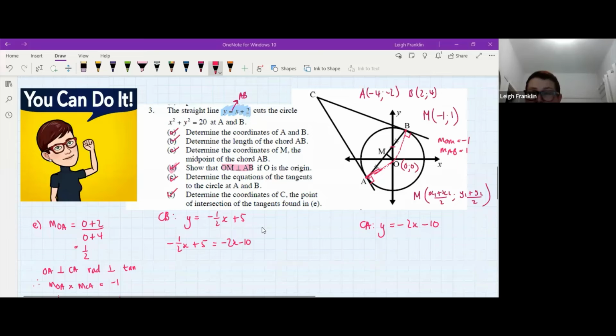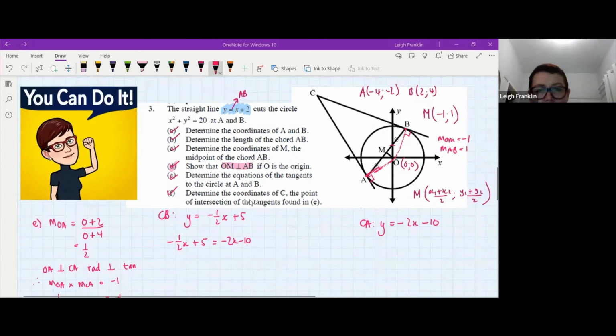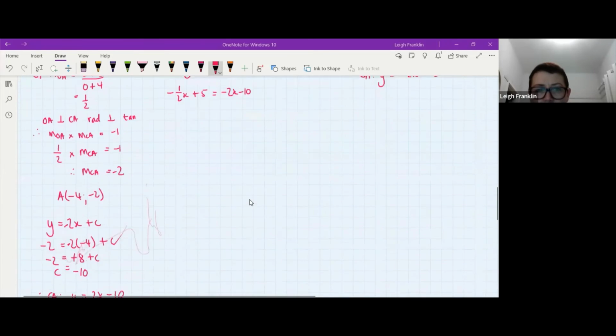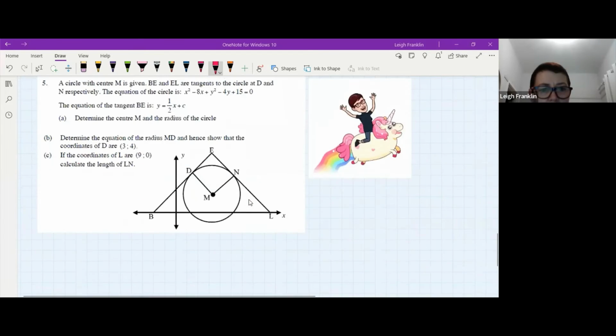I teach 2 classes of Matrix, and I have a top set and a bottom set. And my top set class really struggled with this, and you guys have just eaten it up and chewed it up and spat it out. So that's brilliant. I'm really, really impressed. Well done. Okay, good going. Okay, so that means we can move on, can't we?